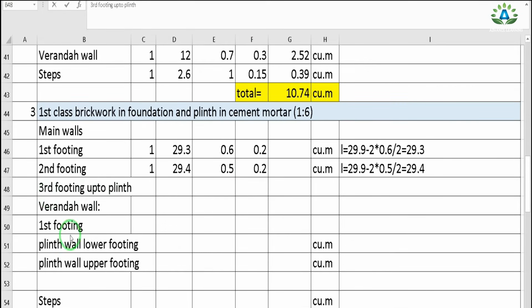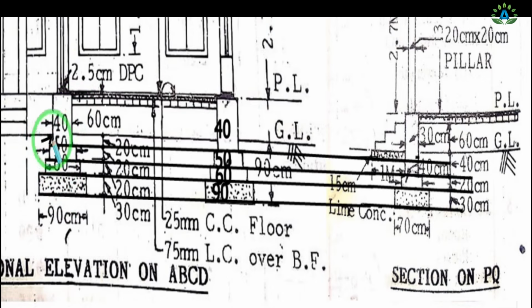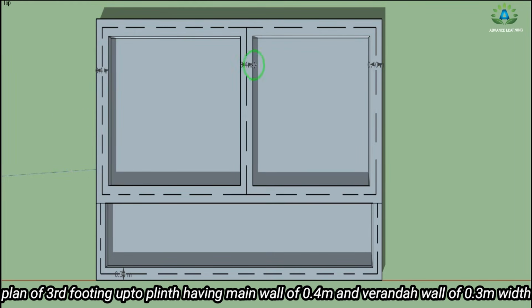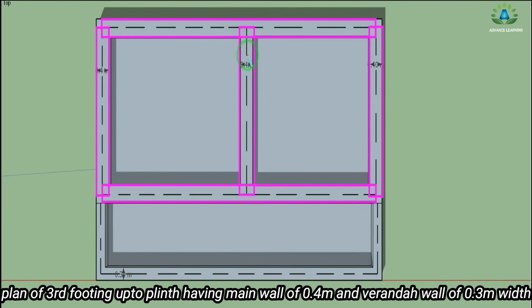And our next step is to calculate this third footing up to the plinth. That means this is our third footing and it is extended up to this plinth level, so it is this footing up to the plinth, and this portion has a width of 40 centimeter, whereas in this section on PQ we can see that this width is 30 centimeter. So our top view will look like this. It means that these main walls are 40 centimeter, whereas this veranda portion is 30 centimeter or 0.3 meter. And here also we can see that this portion and this portion is our T-junction.